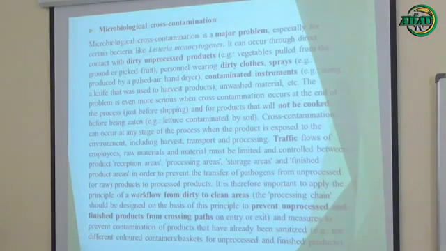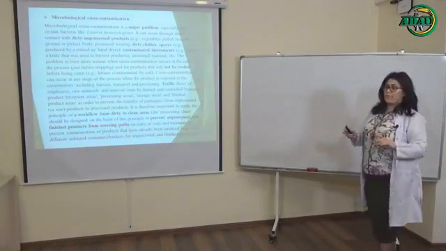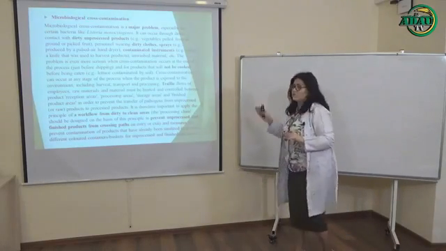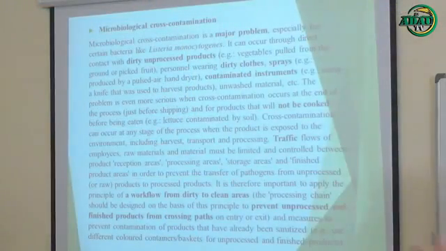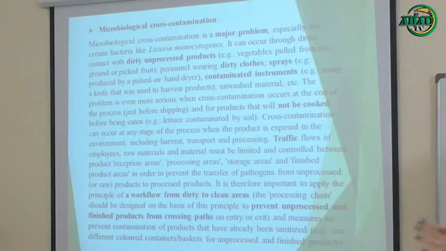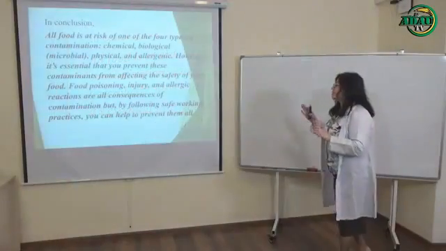There is just briefly microbiological cross-contamination. Microbiological cross-contamination is a major problem, especially for certain bacteria like Listeria monocytogenes. Why did I put this bacteria? Because I worked with Listeria monocytogenes at Ankara University for more than 2 months. I stayed in Ankara and we conducted research on Turkish kinds of cheeses and tried to define the Listeria monocytogenes. Okay. In conclusion, I would like to say that all food is at risk of one of the 4 types of contamination.